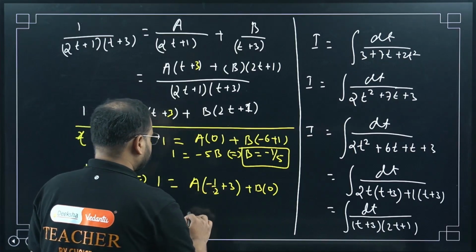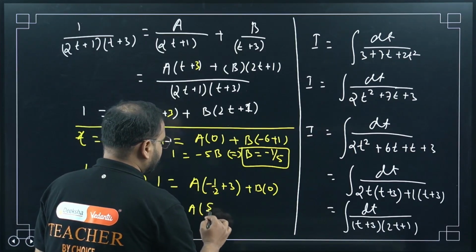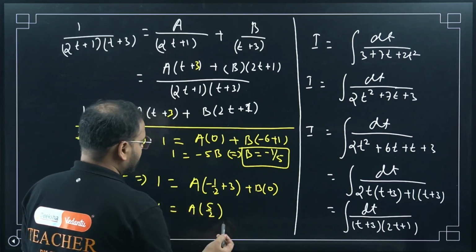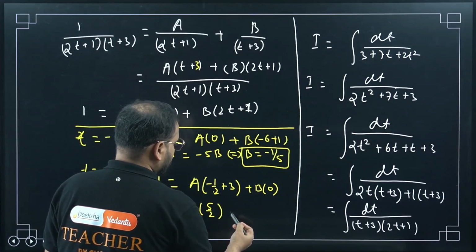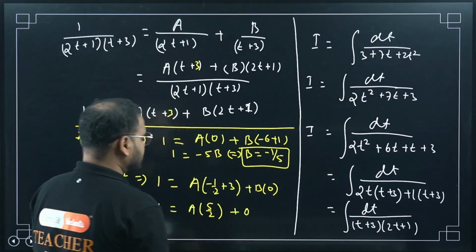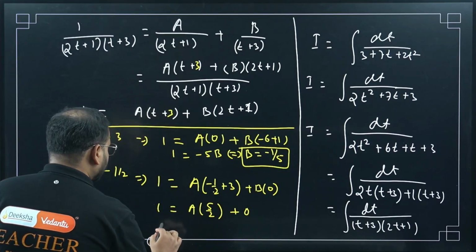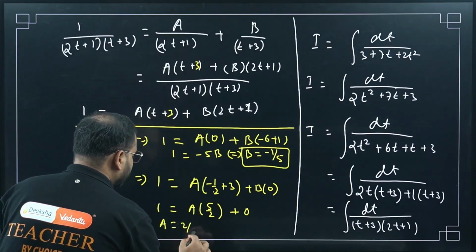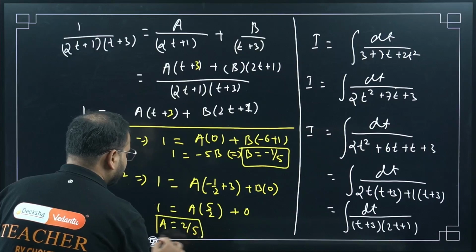So a times of 5 by 2. Okay. How much is this? Plus 0. How much is b then? How much is a then? A is simply 2 by 5. No problem there.